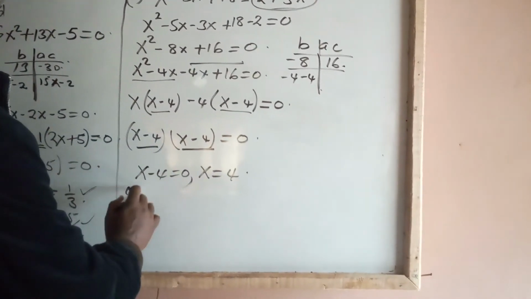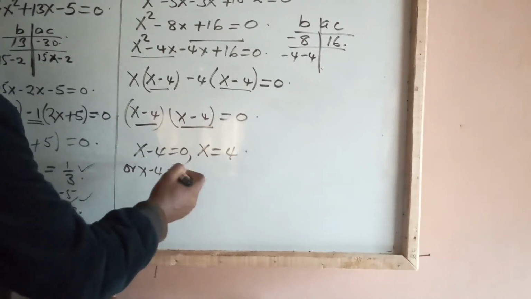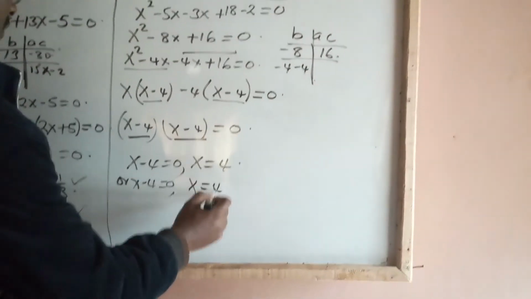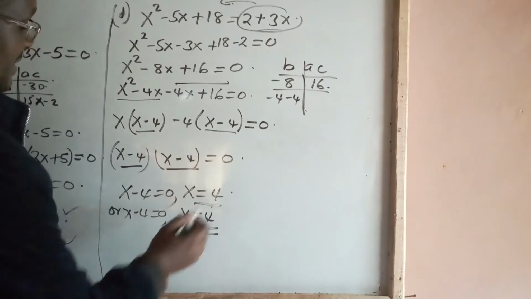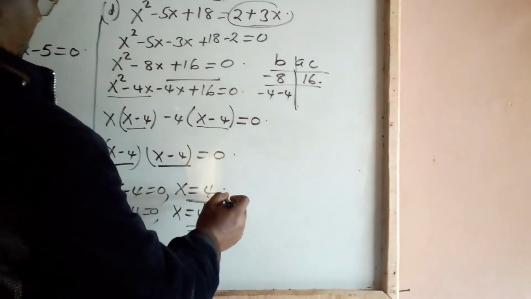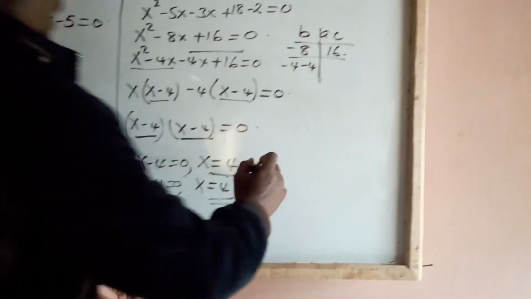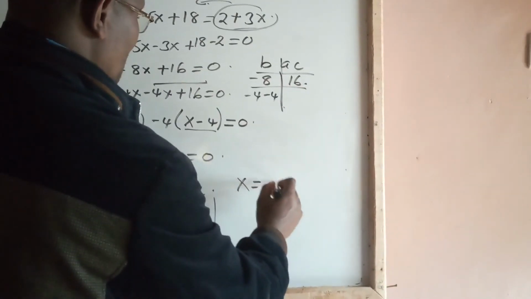And or x minus 4 is equal to 0 for the other bracket. If this is true again, x is equal to 4. So there is no point of writing x is equal to 4 or x is equal to 4 because both of them are one and the same. So in a nutshell, x is equal to 4.